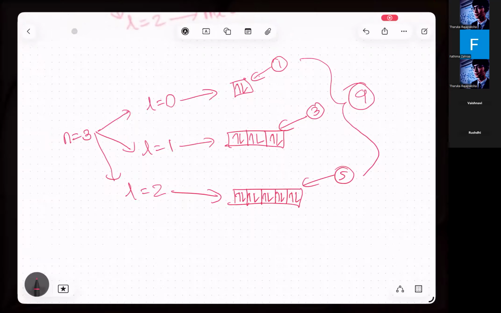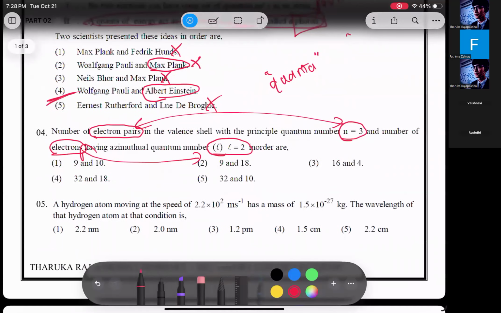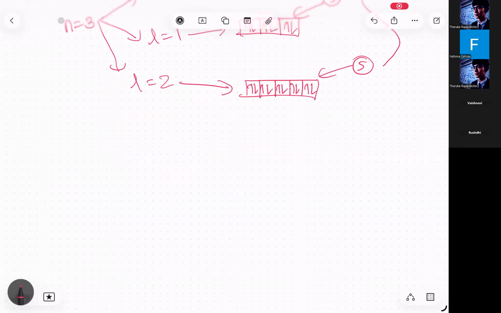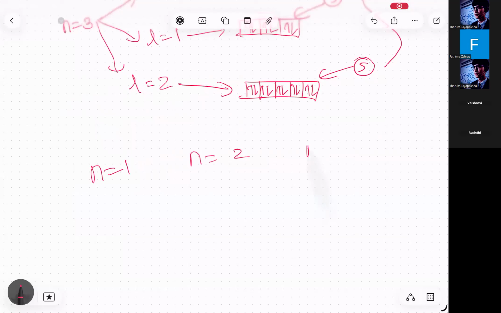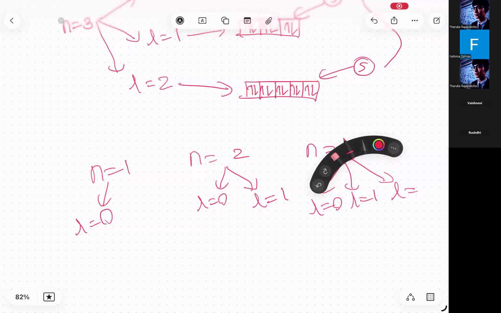And also they ask the number of electrons having azimuthal quantum number l equals 2. How many electrons are there with azimuthal quantum number l equals 2? Okay, how to calculate that? When n equals 3, n equals 1 is there, n equals 2 is there, n equals 3 is there. You know that, right? So here l can only be 0. Here l can be 0 as well as l can be 1. Only here you can obtain l equals 2.